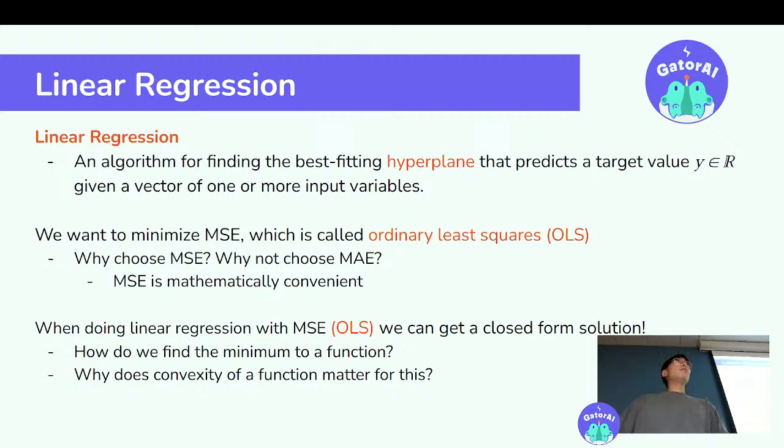So does anybody remember from calculus how we actually find the minimum of a function? Does anybody remember? Optimization, Calc 1, I think you guys learned this. Yes?